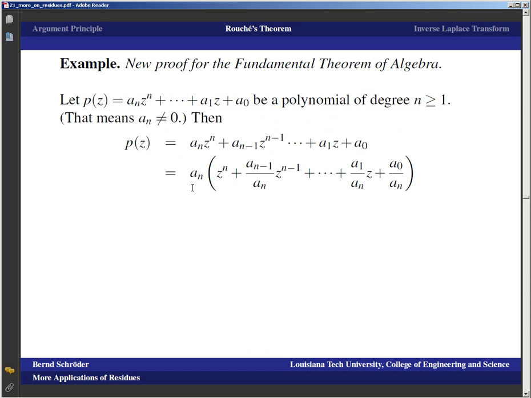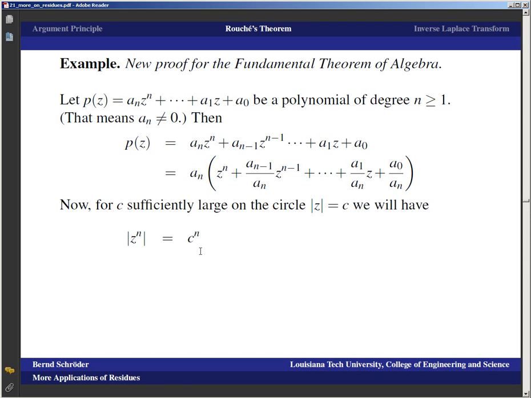And we can factor out a_n. Well, that just gives us quotients with a_n, that's fine. But now for c sufficiently large, on the circle z absolute value equals c, we will have that z to the n is just c to the n, and that's going to be greater than this number, which is fixed, times c to the n minus 1, plus c to the n minus 2 times its coefficient, plus c to the n minus 3 times its coefficient, and so on. So in particular, c would have to be greater than the sum of the absolute values of these quotients, I guess. But that can be done.